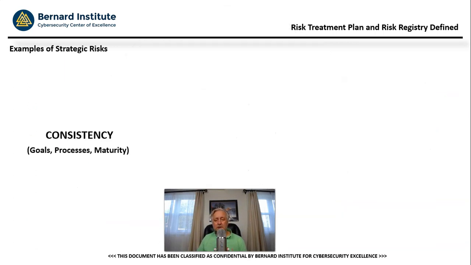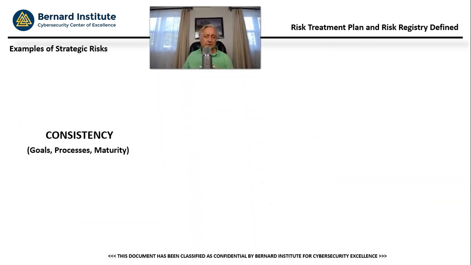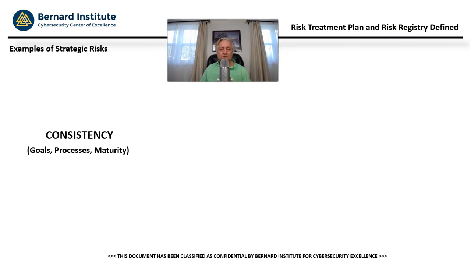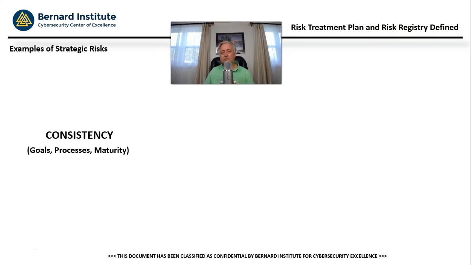Now let's talk about strategic risk for a minute. I'm doing this because I'm trying to define the difference between a risk treatment plan and a risk registry, because a risk registry is what the executives and the enterprise risk management team use in order to deal with the risks that are more long-term and bigger and could impact the organization in a much different way, right?